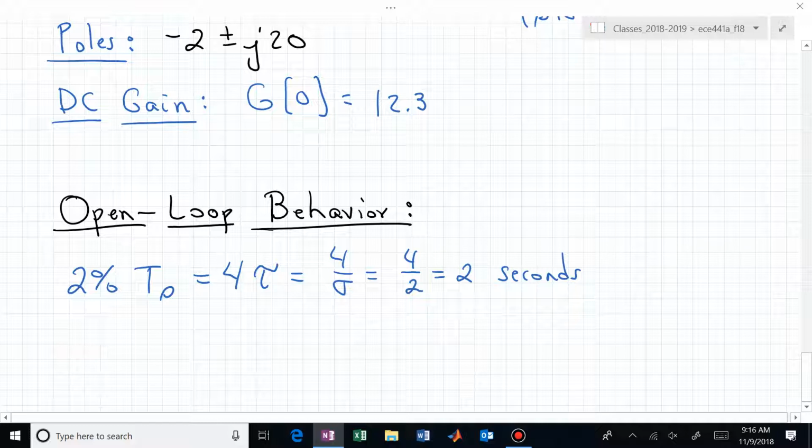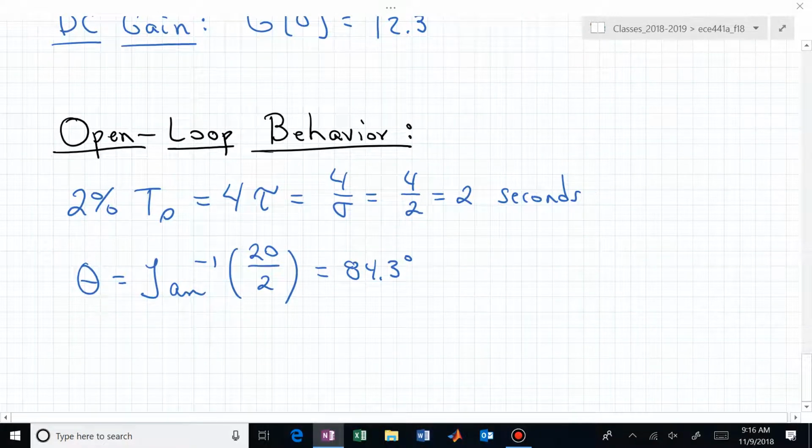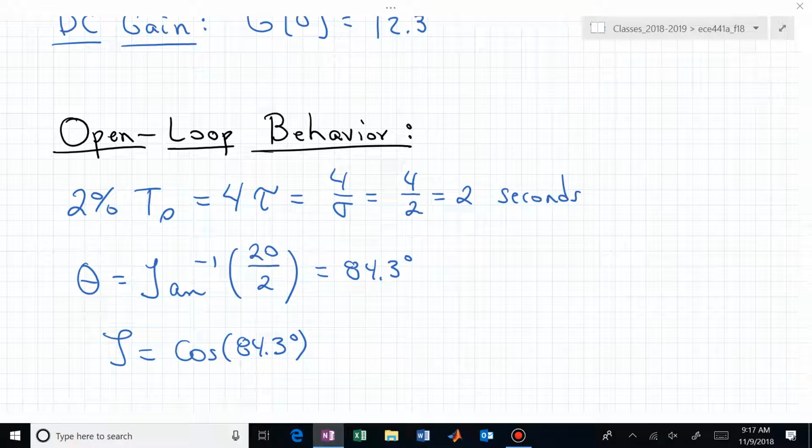Well, let's find the angle. The angle theta is now, I go up 20 and over 2. Wow, inverse tangent of 10. That's a pretty big angle. 84.3 degrees. And zeta is just the cosine of that. What's the cosine of 90 degrees? What's the cosine of 0 degrees? Those are the two extremes.